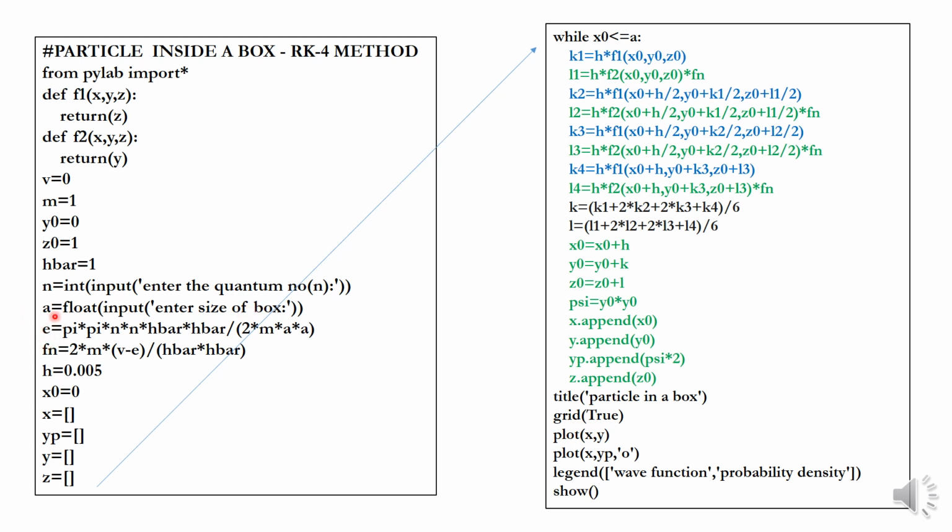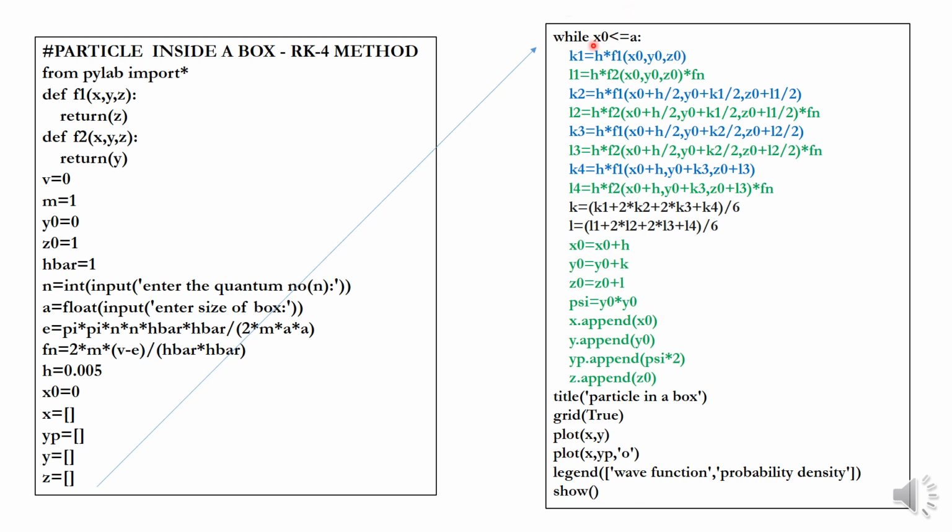We calculate the energy E and the function, which is the constant part in d²psi/dx², that is -2m(E - V)/ħ². Here the minus is absorbed, so this is 2m(V - E)/ħ². Now the increment h, or this dx, is taken as 0.005, and x0 is initialized as 0, and empty lists are created for storing the results.